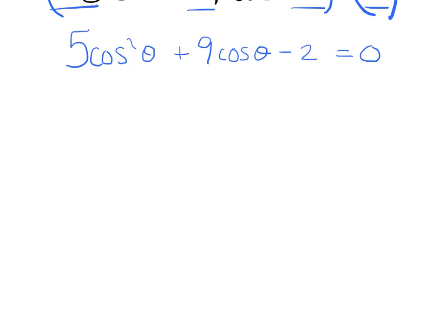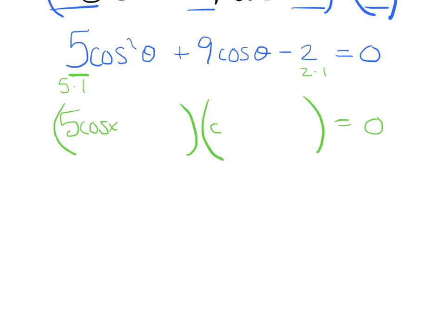Now, does it factor or do we use the quadratic? I'm going to go with my rule of thumb. If there's only one option, then I think guess and check is easy. For 5, my only options are 5 and 1. And for 2, my only options are 2 and 1. So this is an easy guess and check. I'm going to go with guess and check over quadratic. I'm going to say 5 cos x and cos x. And now I just have to determine where the 1 and 2 go. I'm going to guess 1 here and 2 here.